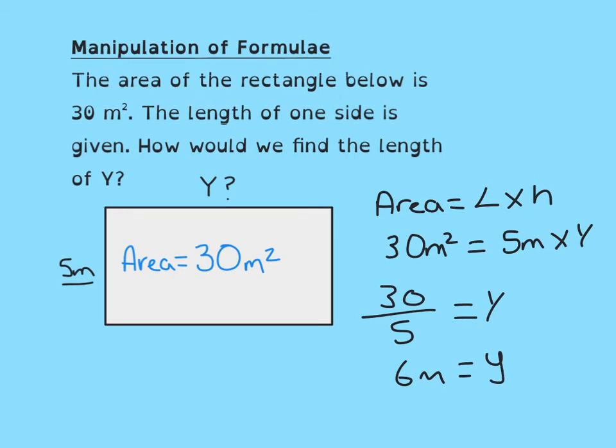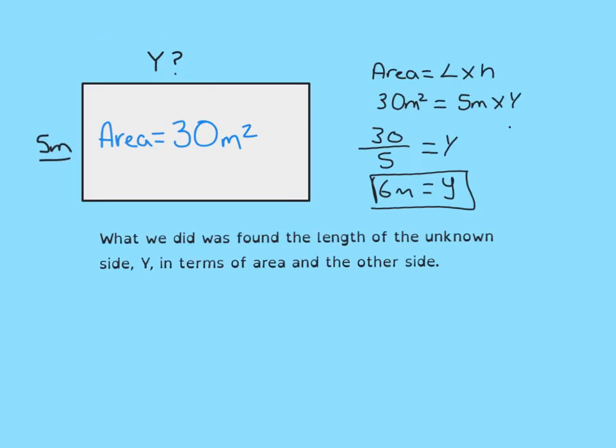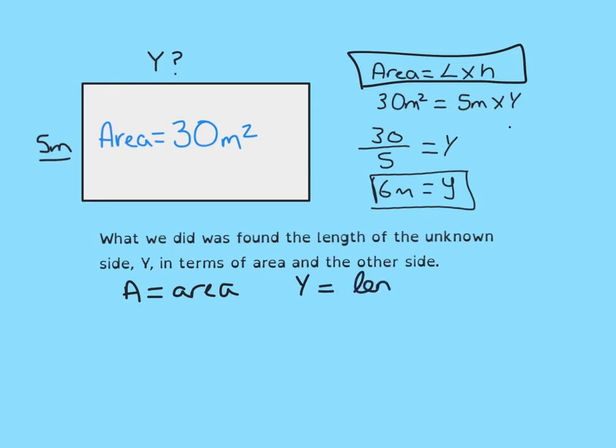Okay, so on that then, what you actually did there was that you manipulated some formulae, alright? And you did so without even knowing. So what we did there is that we found the length of the unknown side, which we call y, in terms of the area and the other side. So if we just look at the formula itself. So let's look at this formula up here. So we're going to say that A is equal to area. We're going to say we have a side y. That's going to be equal to the length.